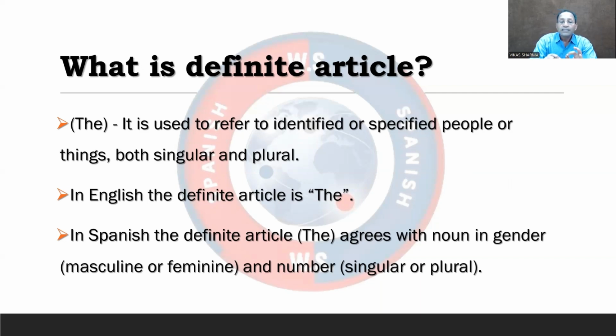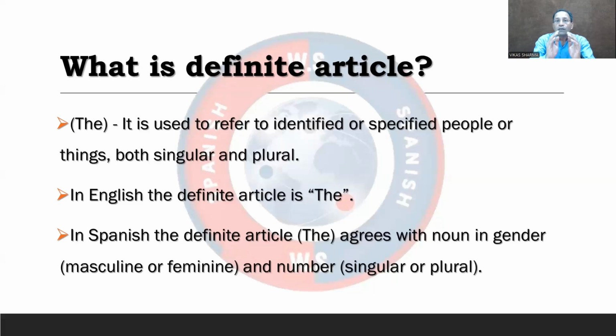Okay. So let's start. What is a definite article? A definite article is used to refer to identified or specified people or things, both singular and plural. So "the" is the definite article. "The" is an article which is used to tell about a definite person, place, or thing. The boys, the boy, the girl, the girls.